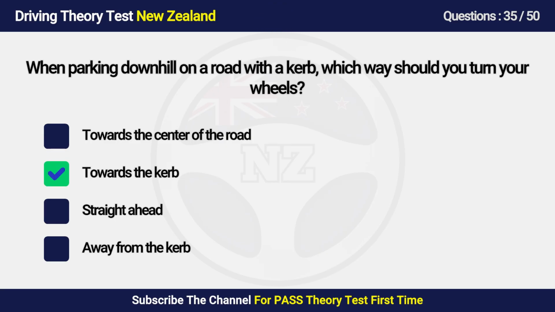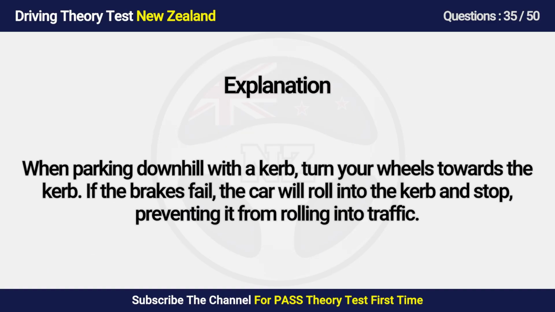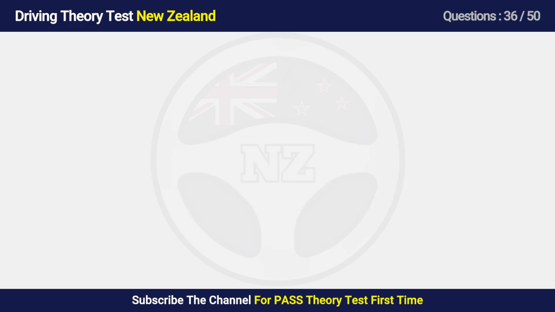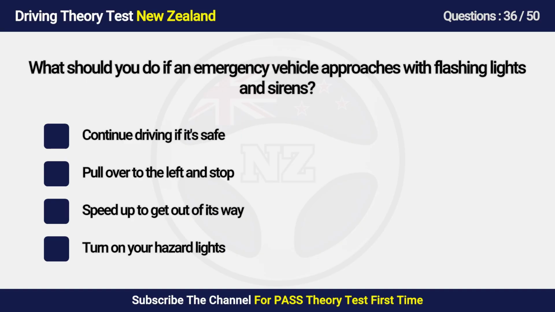Answer is B. The curb. When parking downhill with a curb, turn your wheels towards the curb. If the brakes fail, the car will roll into the curb and stop, preventing it from rolling into traffic. Question 36. What should you do if an emergency vehicle approaches with flashing lights and sirens?